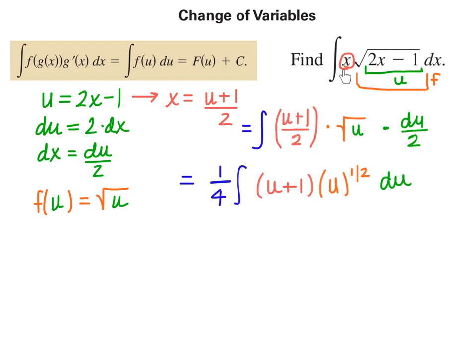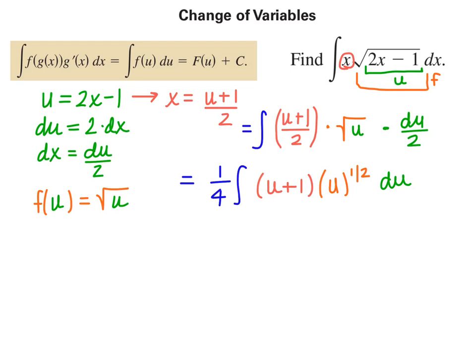So when I plug in my value of x, I get (u + 1)/2, and this all here is f of u, so that's the square root of u, times what dx is equal to, which is du over 2. And so if I just simplify this out, I have 1/2 times 1/2, I can pull out a 1/4, so I'm left with this (u + 1) times u to the 1/2, which I'm going to distribute, and we have that du there at the end because that's important.